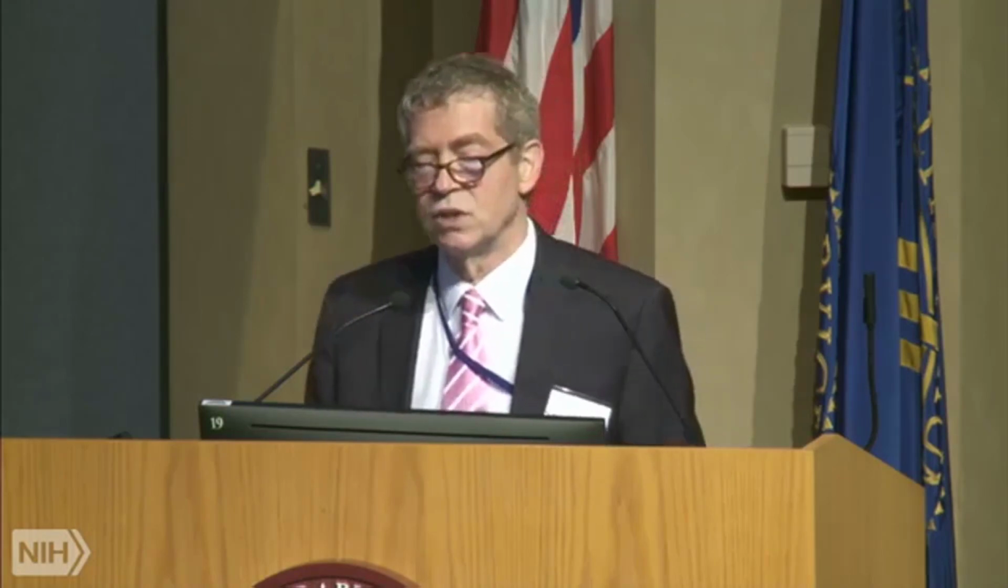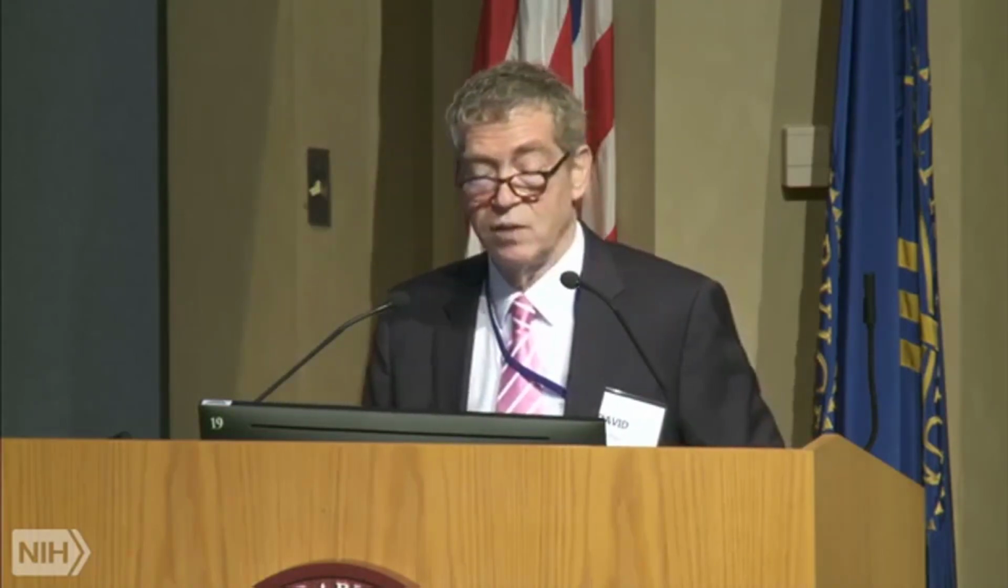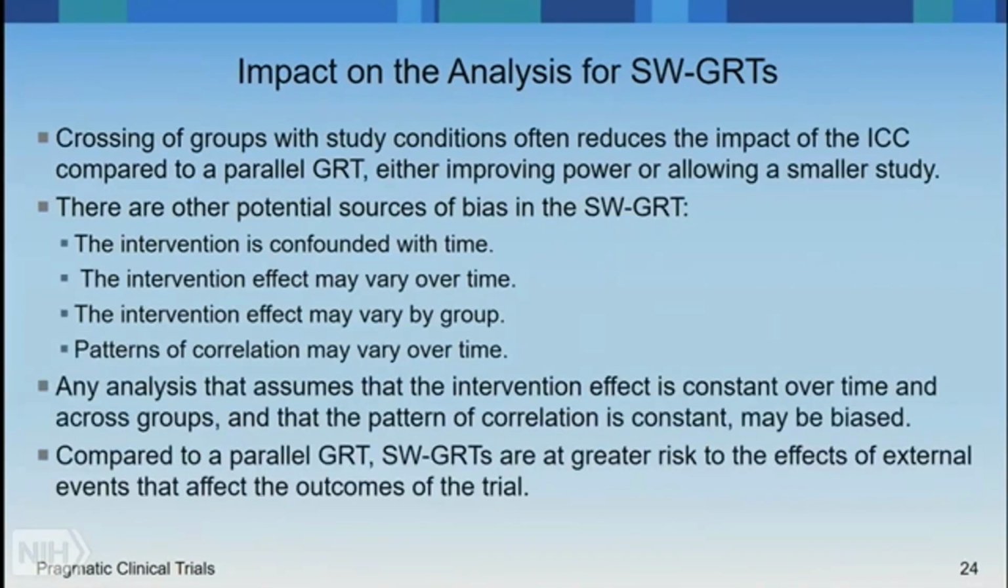Any analysis that ignores either the extra variation or the limited degrees of freedom is going to have an inflated type 1 error rate. In parallel group randomized trials, it could be 30%, 50%. In individually randomized group treatment trials, it's not as bad. It could be 15, 25%. Extra variation, limited degrees of freedom always reduce power, so you need to take these things into account when you're planning the study. How about stepped wedge group randomized trials?